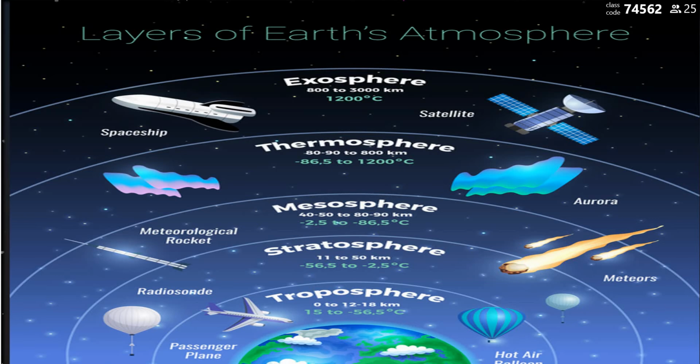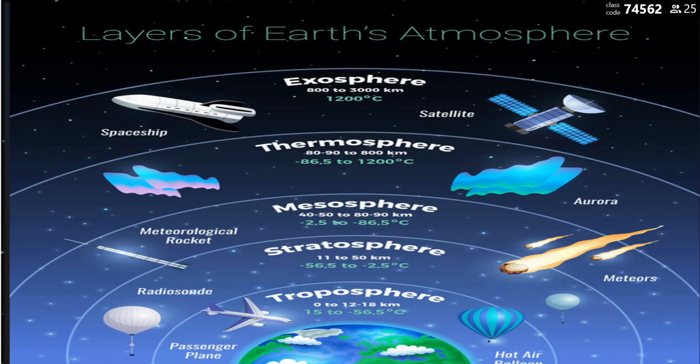This is the place for the aurora. Next below, the mesosphere, 40 to 50 to 80 to 90 kilometers. It is negative 2.5 to negative 86.5 degrees Celsius. This is the place for meteorological rockets and some meteors. The next one below it is the stratosphere. It's 11 to 50 kilometers with negative 56.5 to negative 2.5 degrees Celsius. Here, this is the place for radio sound.